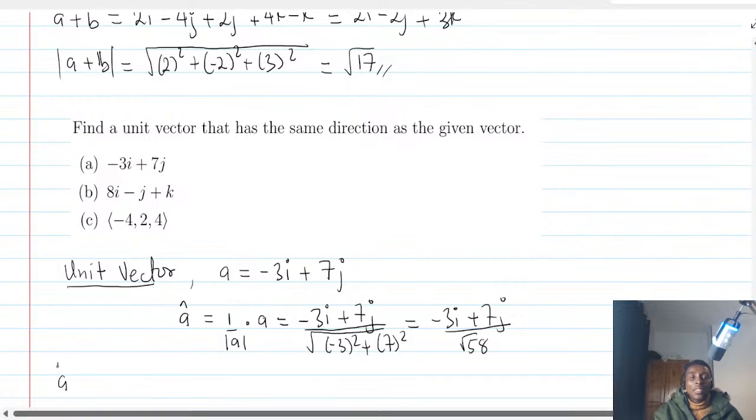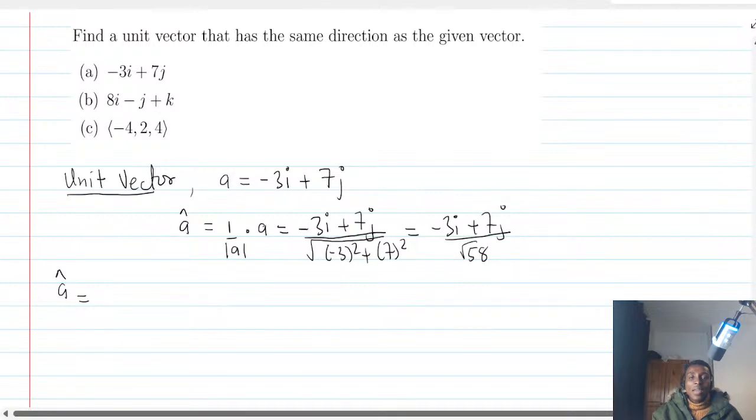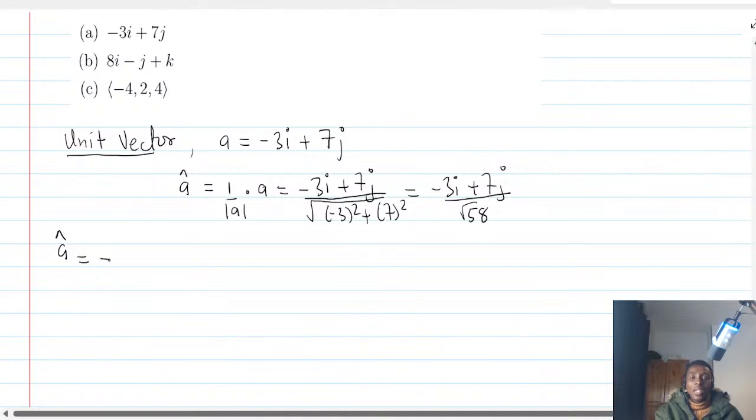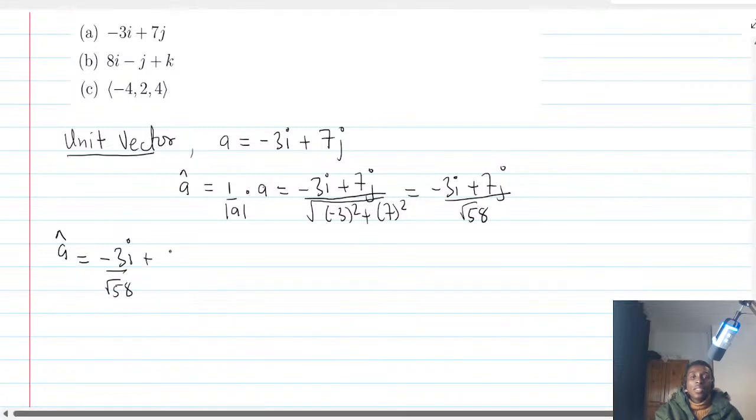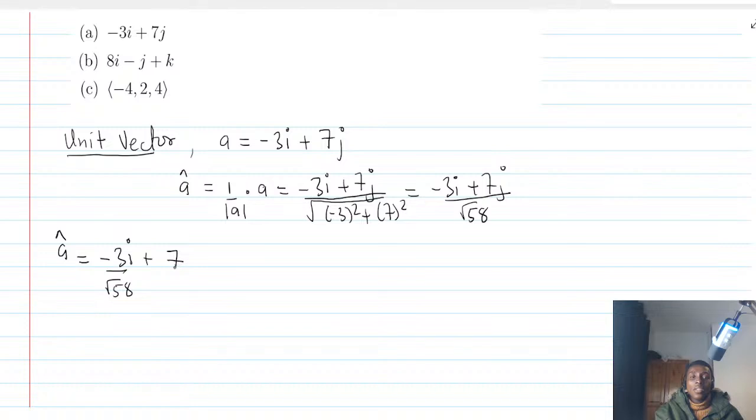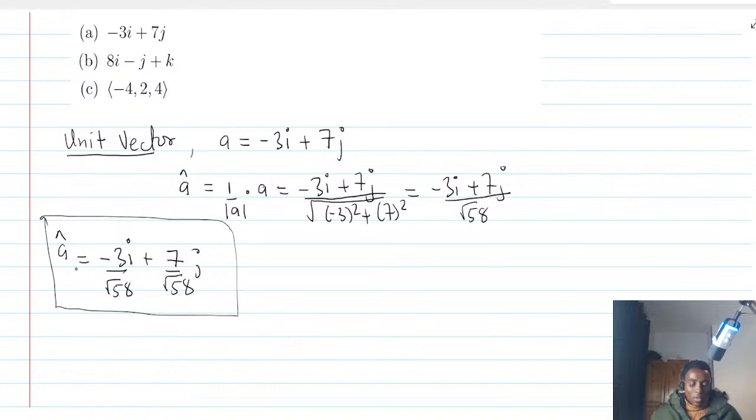So in other words, the unit vector, which will be in the same direction as this vector A, is nothing but minus 3 over root 58 i plus 7 over root 58 j, and that is the unit vector.